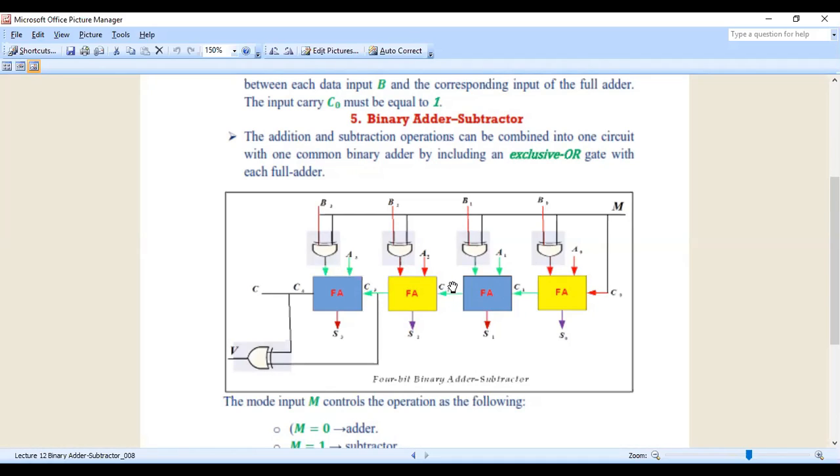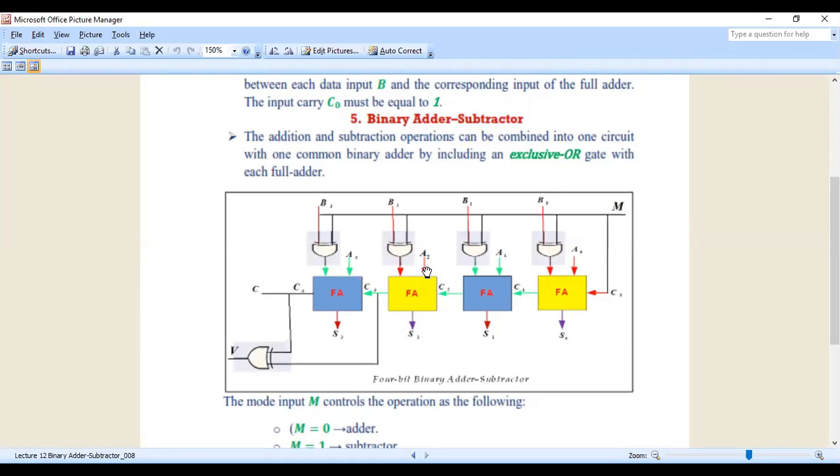So C2 value is 0. And what is the A2 value? 1. Is it right? C2 value 0, A2 value 1. And what is the B2 value? 0. So here 0 exclusive 1 is what? 1. So what value is already there? A2 is 1. 1, right? 0, 1, 1, 0. A2 value is also 1.